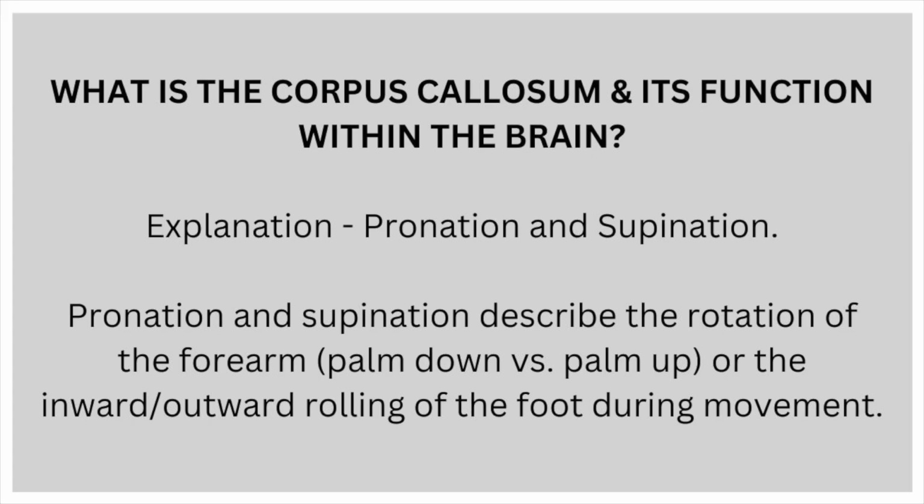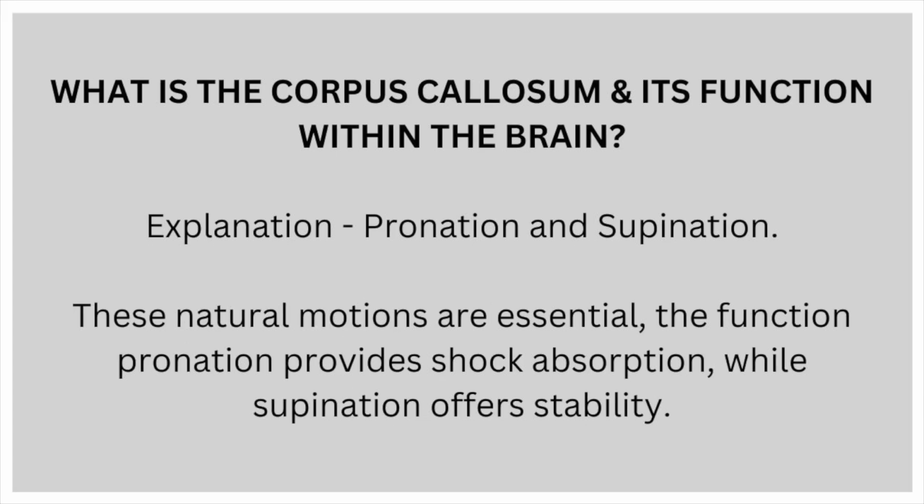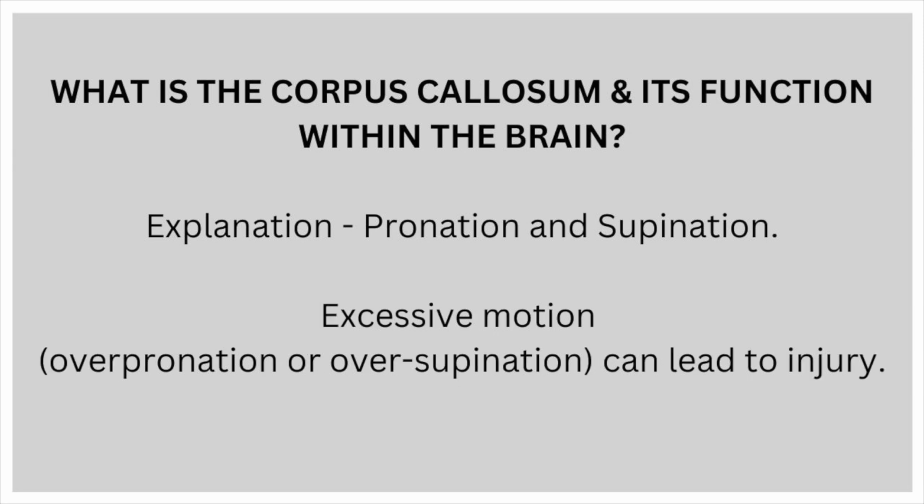Explanation, pronation and supination. Pronation and supination describe the rotation of the forearm, palm down versus palm up, or the inward and outward rolling of the foot during movement. These natural motions are essential. Pronation provides shock absorption, while supination offers stability. Excessive motion, this being overpronation or over-supination, can lead to injury.